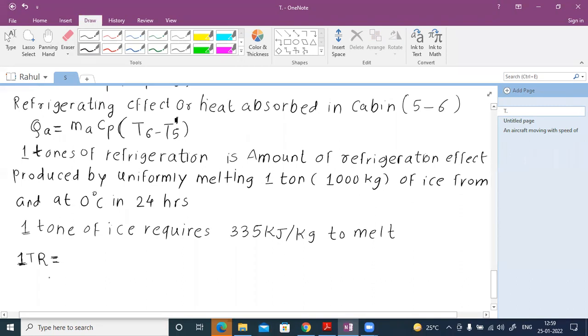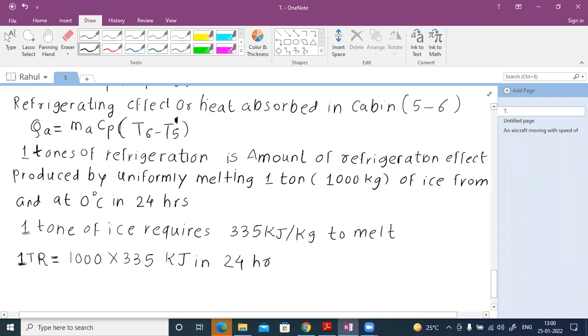So 1 TR is nothing but, how much do we need to melt? 1000 kg of ice. And per kg, how much do we require? We require 335 kilojoule per kg. See, for melting 1 kg, we require 335 kilojoule. So for melting 1000 kg, how much do we require? 1000 into 335 kilojoule, in 24 hours.